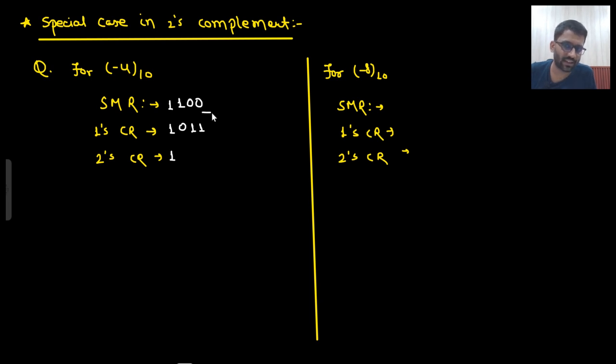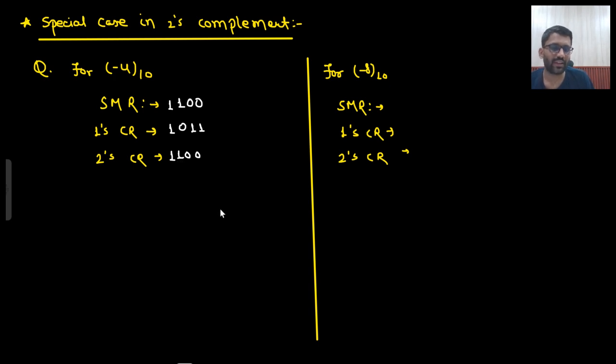This as it is. Start from here. If I start from the back side, 0 0 until I get 1. Here I am getting 1. After that there is no number. So this is the answer. So this is the 2's complement representation of minus 4.